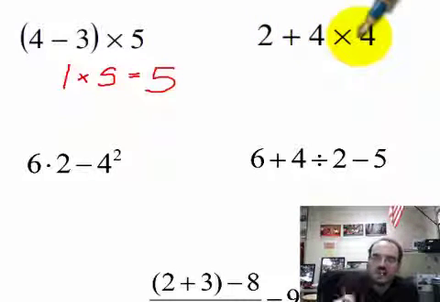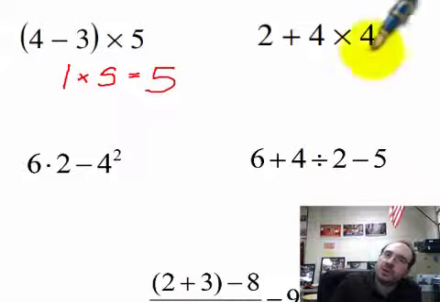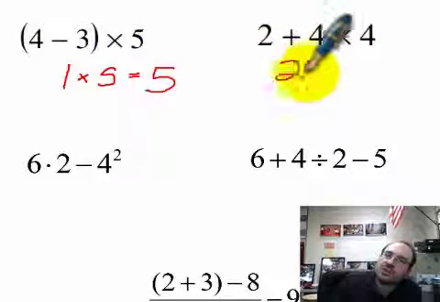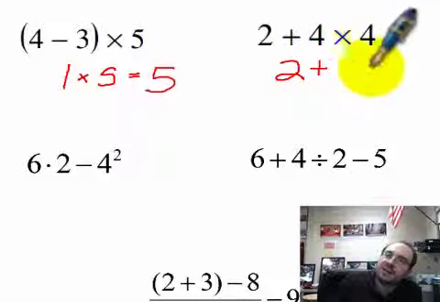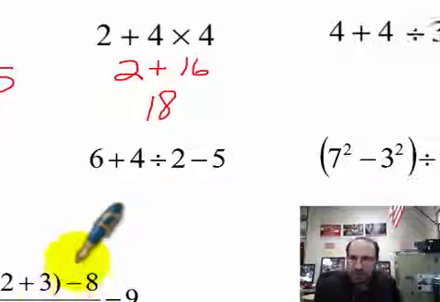Okay, next one, again, you're going to be tempted to try to do the 2 plus 4. Everybody likes to try to go left or right, but when you have multiplication and addition, multiplication comes before addition, so we do the multiplication first, and we get 2 plus 16, which is 18. Okay?